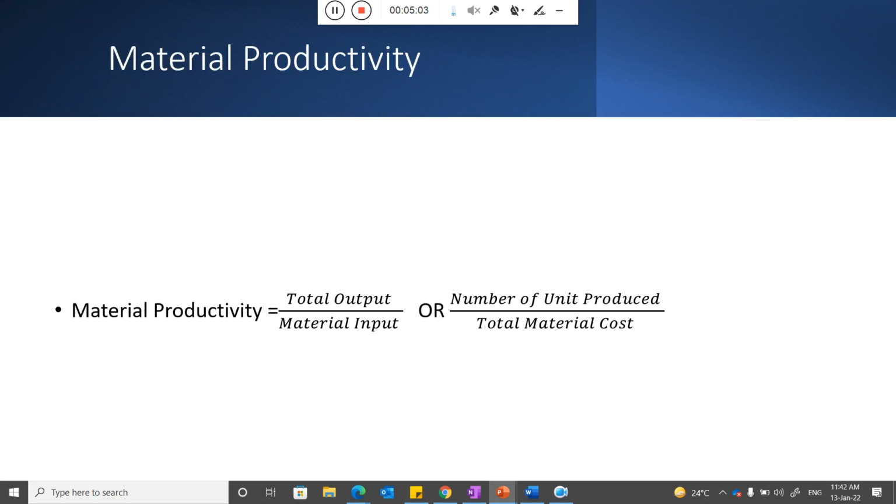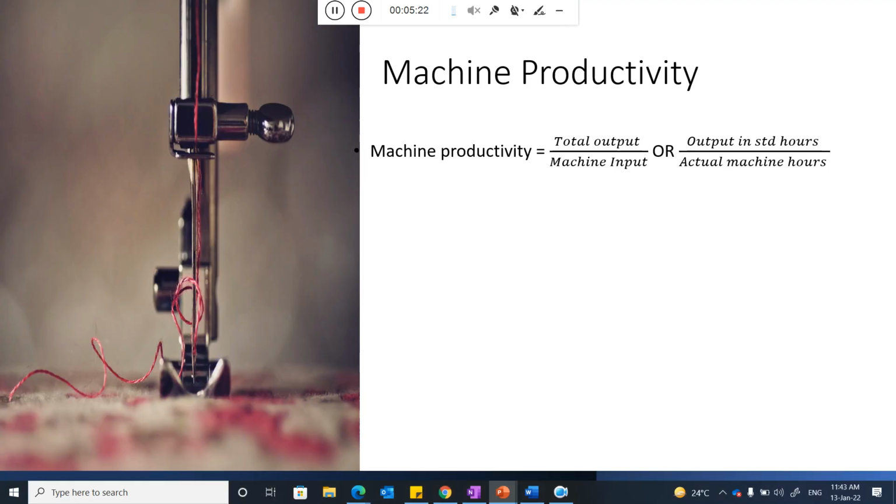If you want to see how much material utilization is there in my plant, the material productivity is nothing but the total output divided by material input. So it is the ratio of the number of units produced and the total material cost. The next is the machine productivity, which you also need to measure to compare different machines. Machine productivity is the ratio of the total output divided by machine input, or you can say the output in standard hours divided by actual machine hours. Okay, we will do one numerical so you will understand all these things.